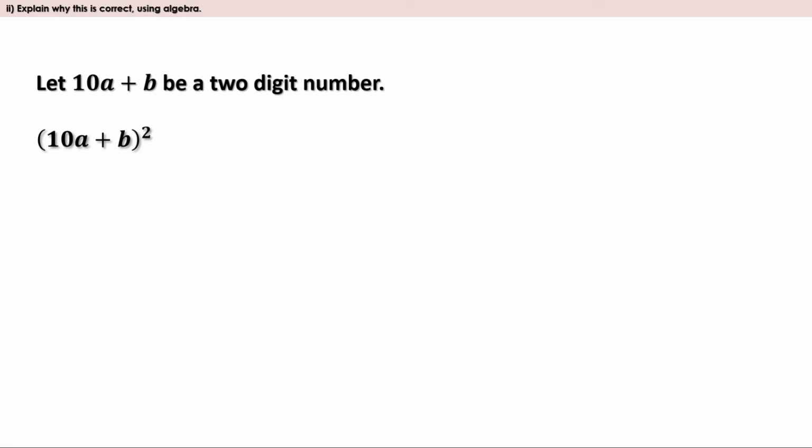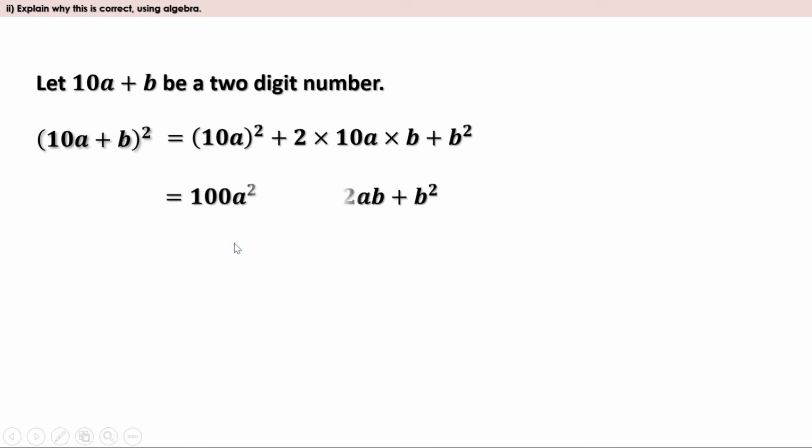10a plus b whole square is equal to 10a square plus 2 into 10a into b plus b square. Now 10a square is 100a square. This can be written as 2ab into 10 or 10 into 2ab plus b square. What does it mean? a square is the square of the tens digit and it is multiplied by 100. 2ab is 2 into tens digit into unit digit and it is multiplied by 10. b square is square of the unit digit. All these are added together to get the square of 10a plus b. That is why the method is correct.